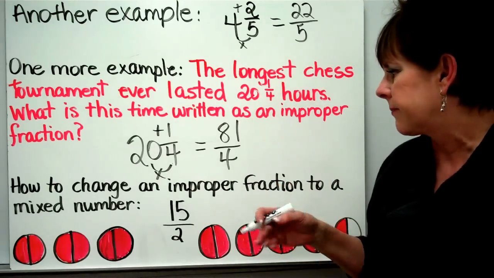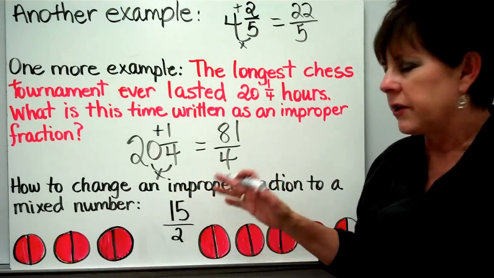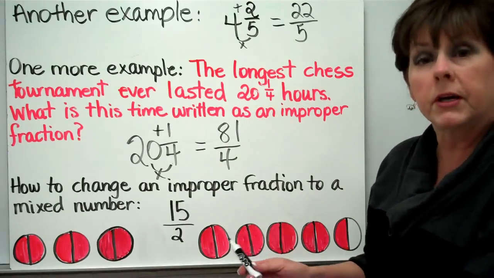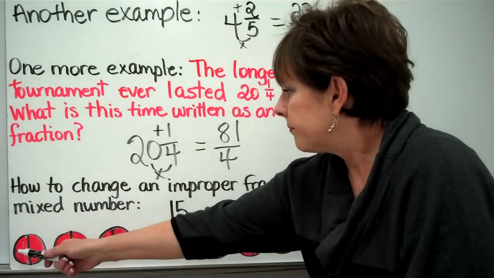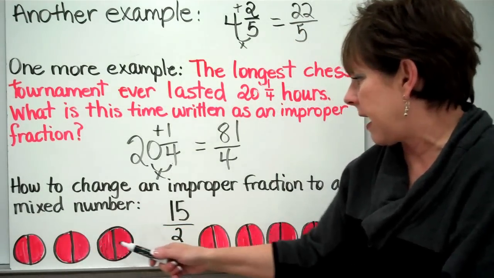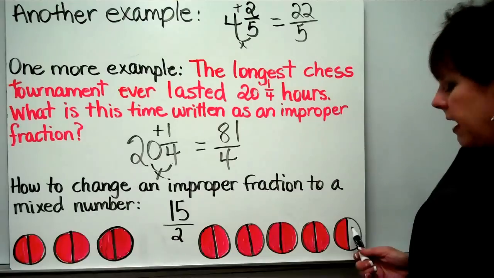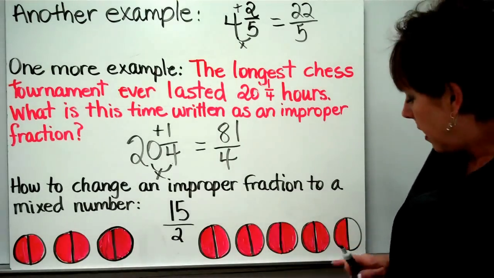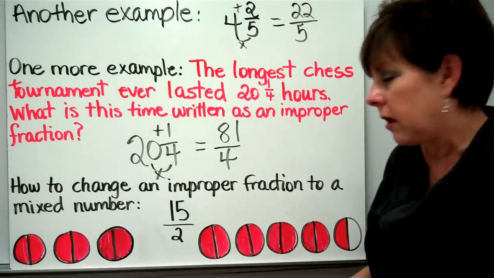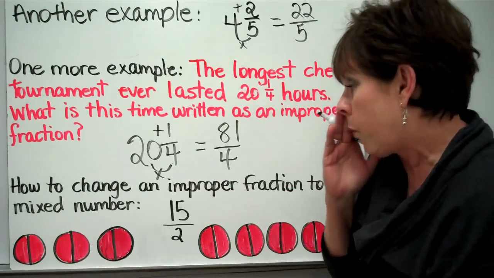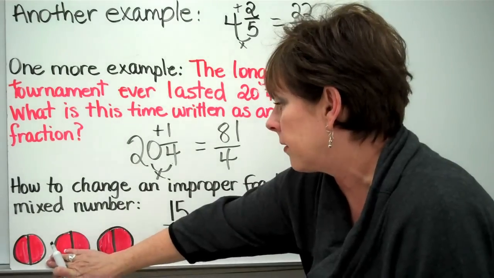This is the opposite. Here's an improper fraction, 15 halves. And if you look here, you can see 15 halves. 1, 2, 3, 4, 5, 6, 7, 8, 9, 10, 11, 12, 13, 14, 15 halves. Only one part is not colored in. 15 halves. So you could say, well, this is a whole number.